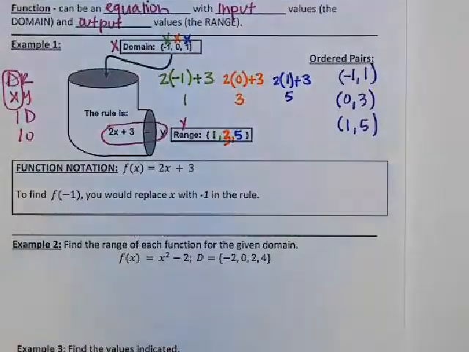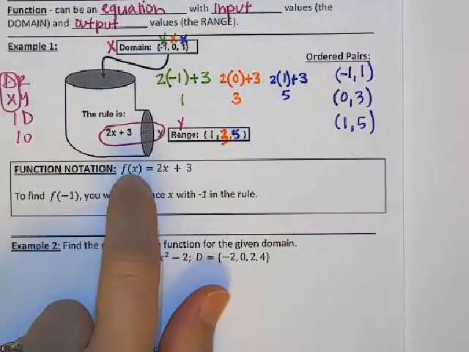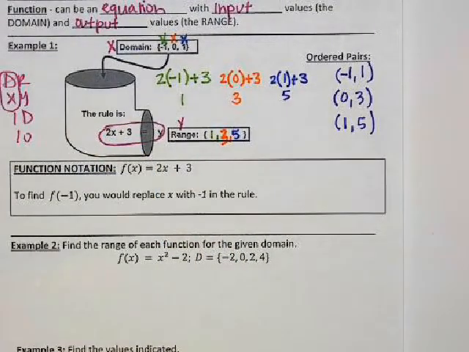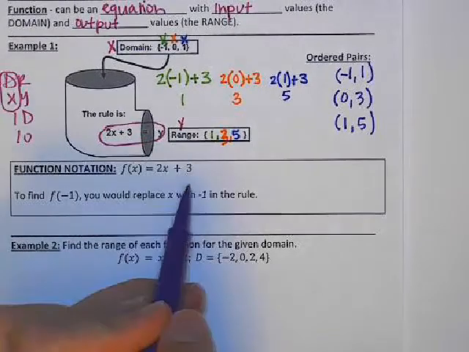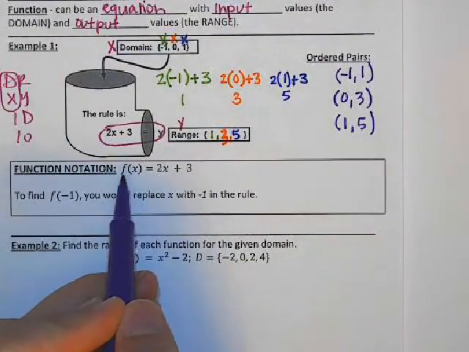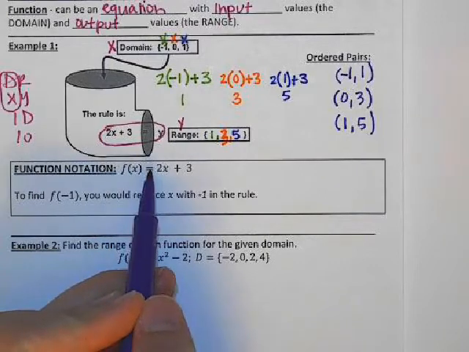Okay, let's talk about function notation. So this is the algebra part. This is your Algebra 1 part, okay? So function notation is this right here, f of x. What does f of x really mean? If this was an equation, what would this represent? Blank equals 2x plus 3.